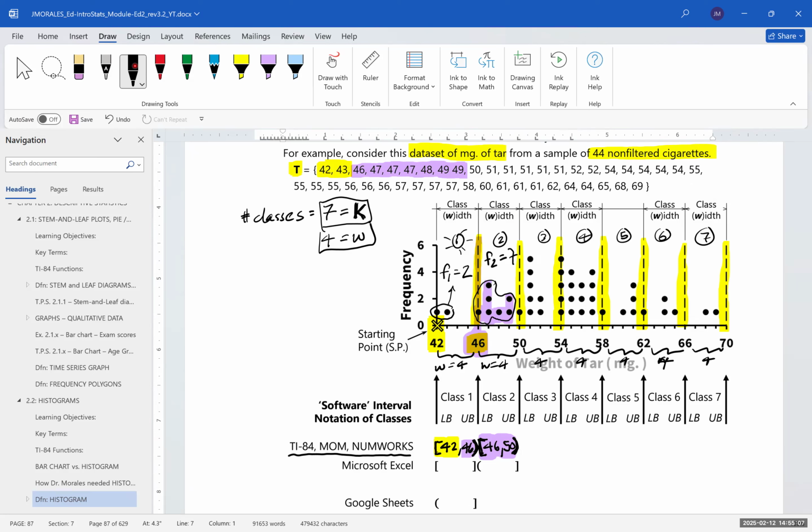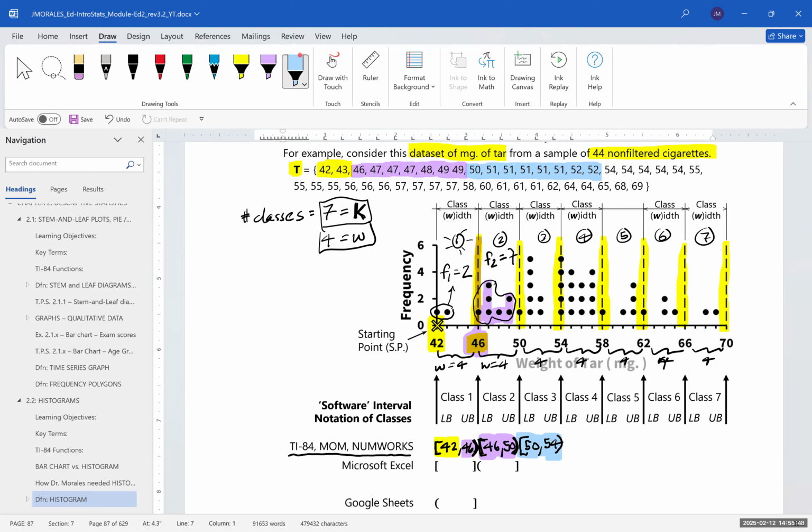All right, let's look at the next one. So now we've got class 3, and it's going to have a left bracket and a right parentheses. And the lower bound of class 3 is equal to the upper bound of class 2. So it's going to start with a 50. We're going to add 4 to that. So that's going to be 54. And now we want to look at datums that include 50 up to, but excluding 54.